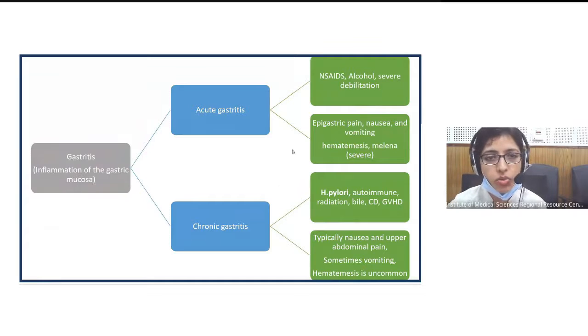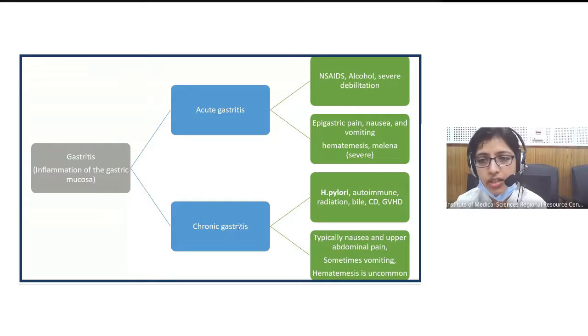Acute gastritis is most commonly caused by consumption of non-steroidal anti-inflammatory drugs. It is seen in alcoholics and in patients with severe debilitation. Patients usually present with epigastric pain, nausea, and vomiting, and in severe cases, patients can even have hematemesis, that is blood in vomiting, and melena, blood in stools.